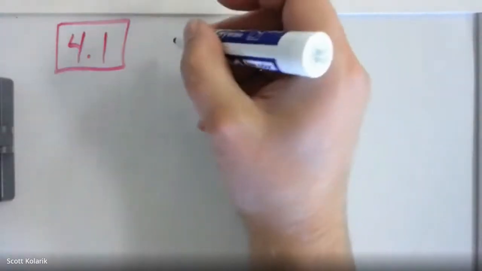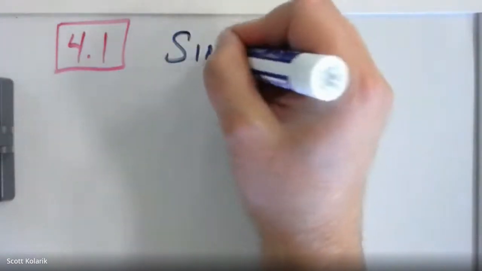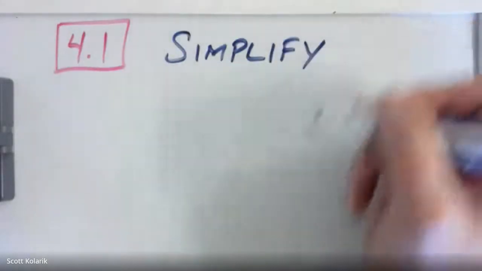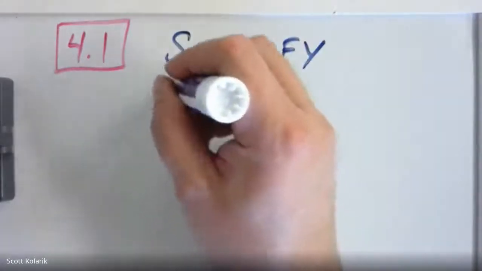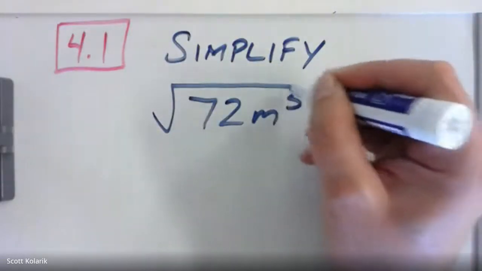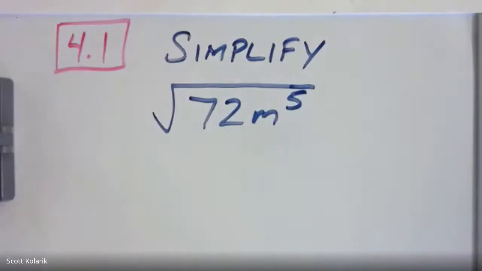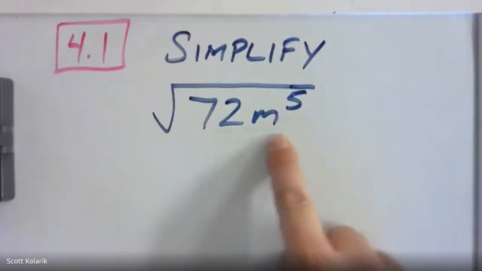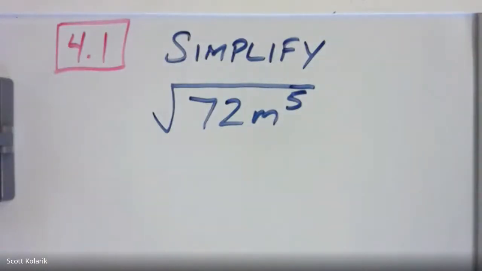So for this next problem, problem number 11, you're going to be tasked with this objective. You're going to be tasked with simplifying a given radical. And it'll look similar to this. You're going to be taking a radical, a square root specifically, of a number, and then a variable raised to some exponent. You're going to be asked to simplify it.